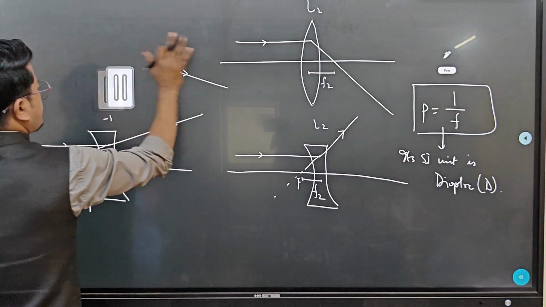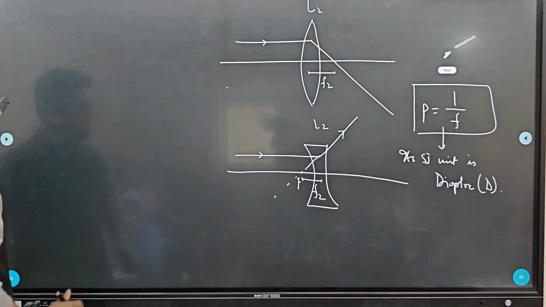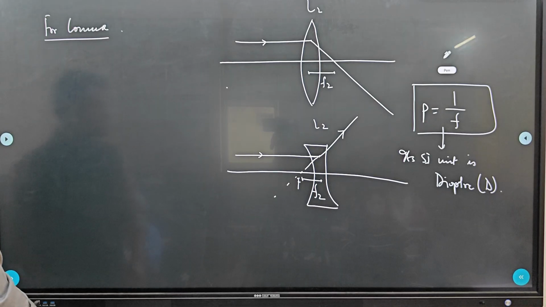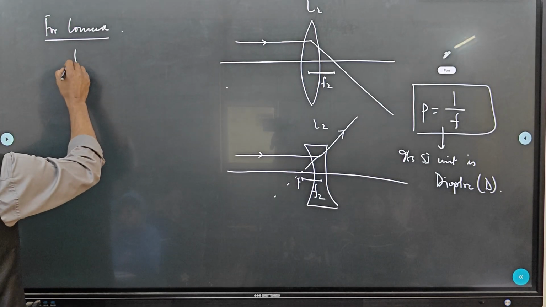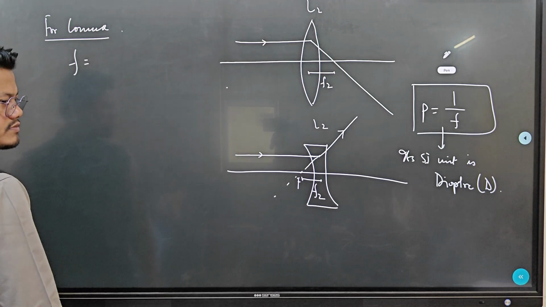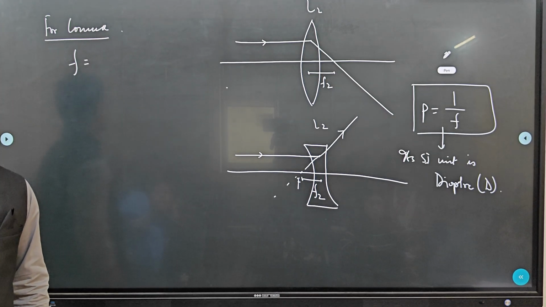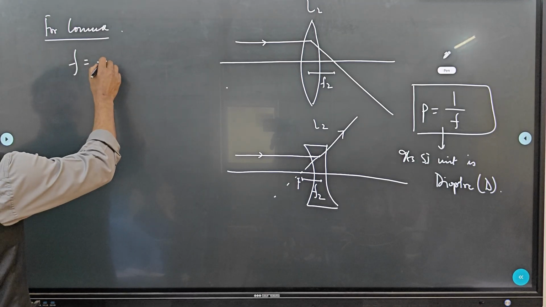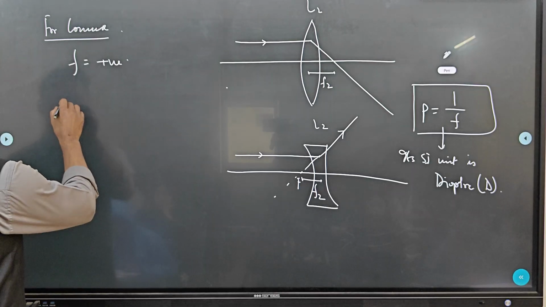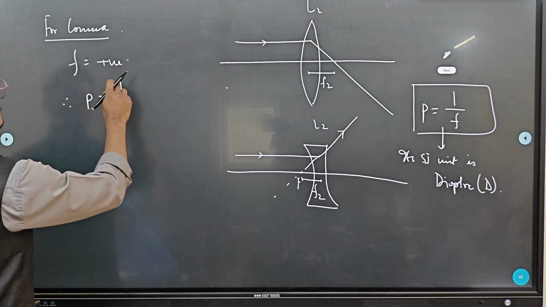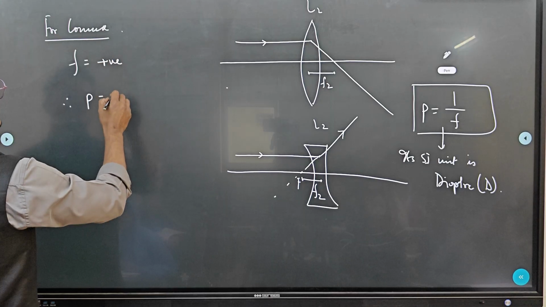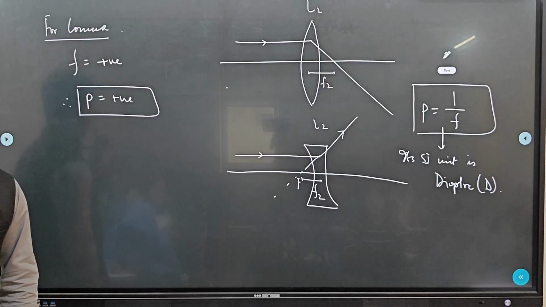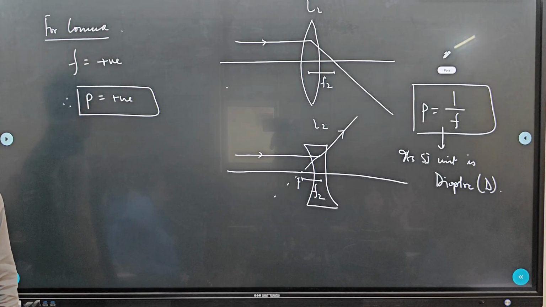Let us try to understand what should be the power for concave and convex lens. Below you just write for convex. Just tell me, for convex lens, focal length is positive or negative? Positive, very good. Focal length is always positive, therefore, since f is positive, power also needs to be positive. So, for any convex lens, the power is always positive.